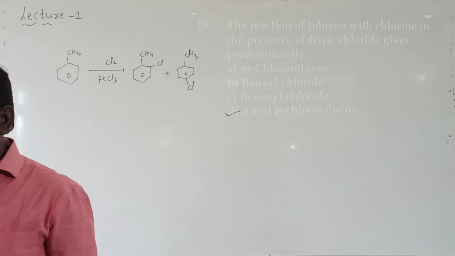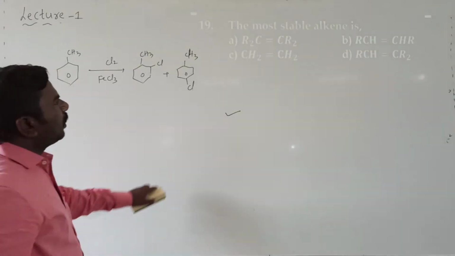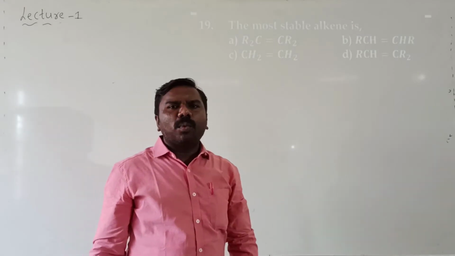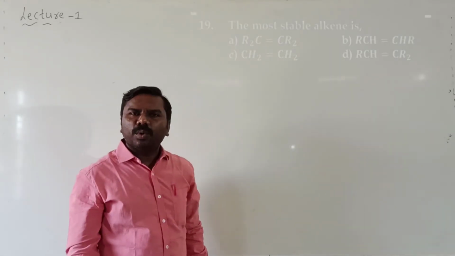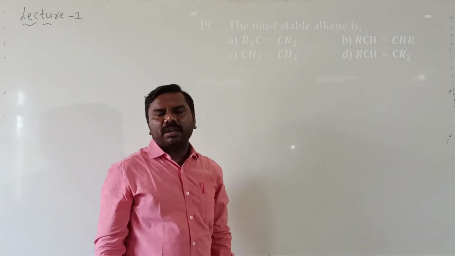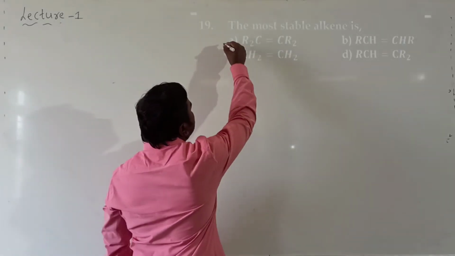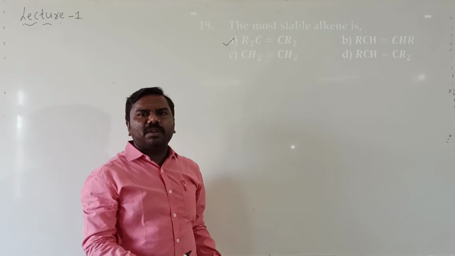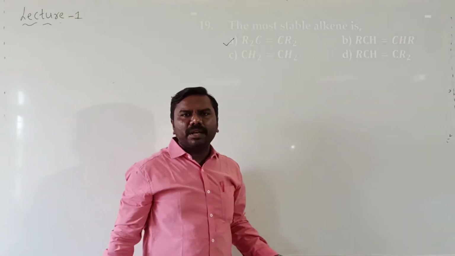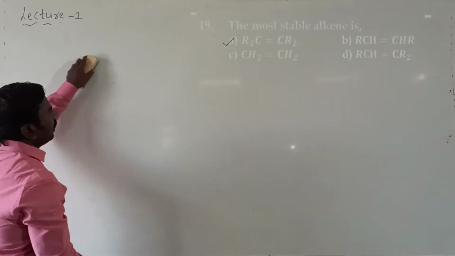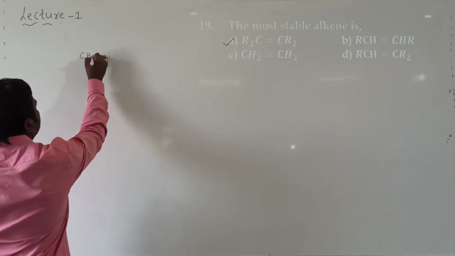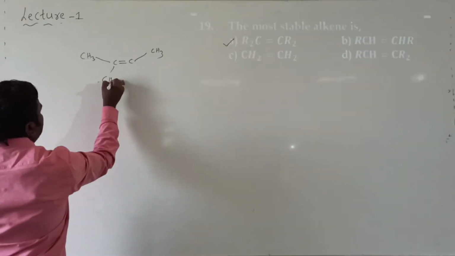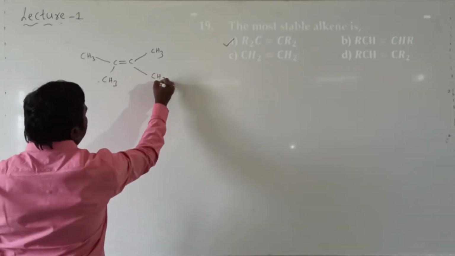Next, the most stable alkenes. More substituted alkenes are more stable because of hyperconjugation. More substituted is the first one: 2 plus 2, totally 4 alkyl groups. If you observe the remaining options, you won't get that many alkyl groups. That's why here, for example, I am getting CH3 double bond C double bond CH3, CH3 and CH3. Clear?